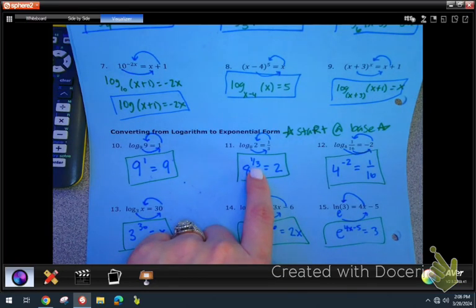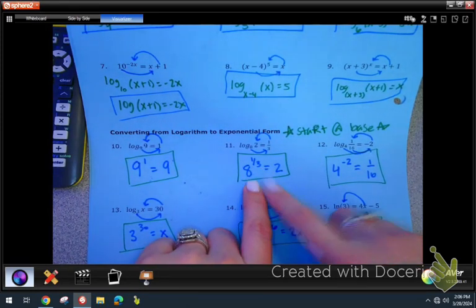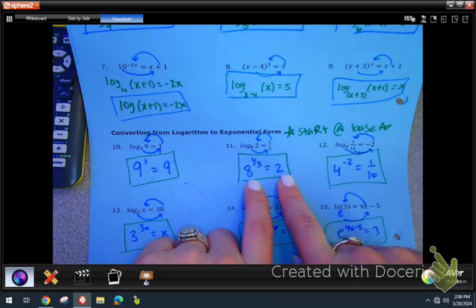When you have a fractional exponent, that is the same thing as taking a type of root. This would be a cubed root. 1/2 would be a square root. 1/4 would be a fourth root. And that's why I still get a whole number here.